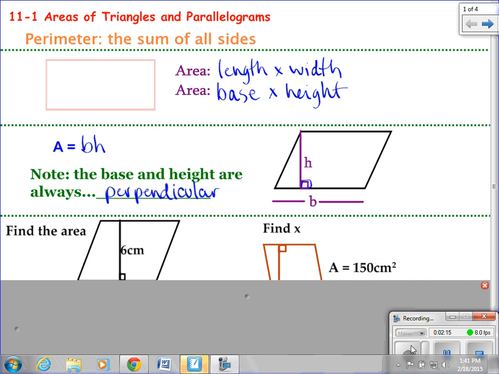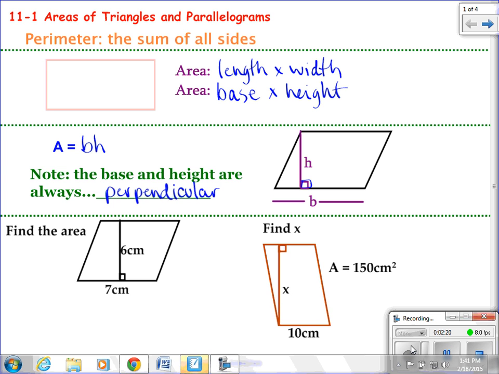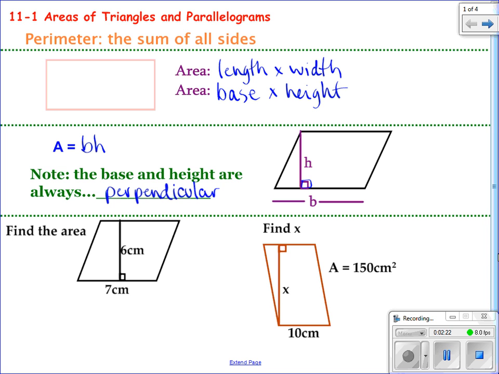So let's look at these two right here. Okay, so on the left, here's where we're going to practice the 3 lines of work. Okay, first is to write your formula. Area equals base times height in this case. Okay, that's always your first step. Always. You cannot get an A on a test if you aren't showing your work. Okay, I have to see what's going on inside of your brain.